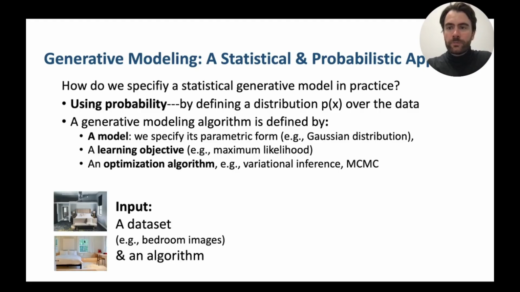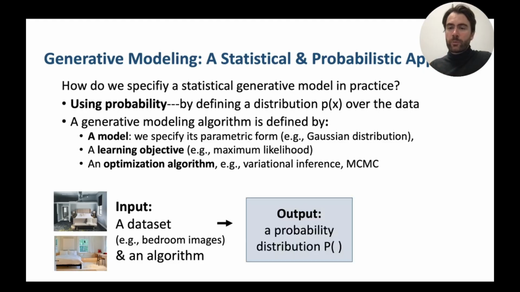We are going to start by collecting a data set, which, again, is what describes the objects that we want to generate. For example, this could be a data set of images of bedrooms. And then we will also specify a learning algorithm, which essentially means specifying these three components that we just described. Then once we run the algorithm on the data set, the output will be this probabilistic model, this probabilistic generator that I mentioned earlier.